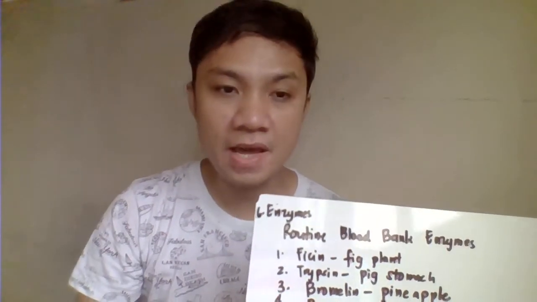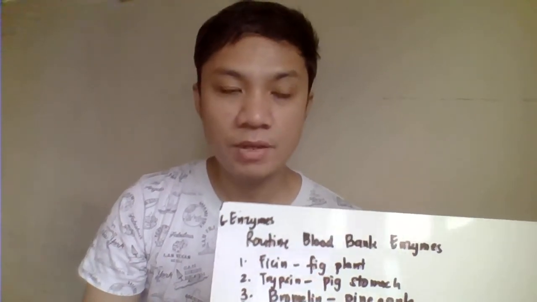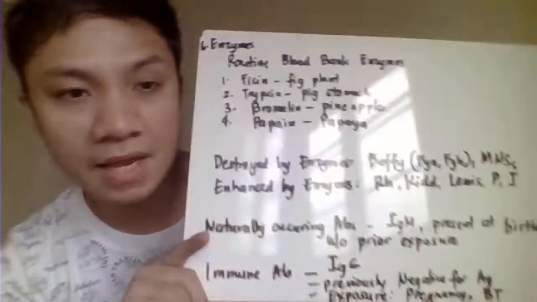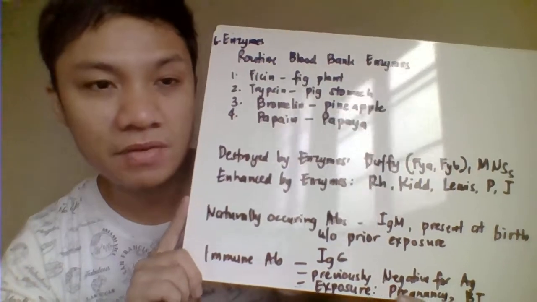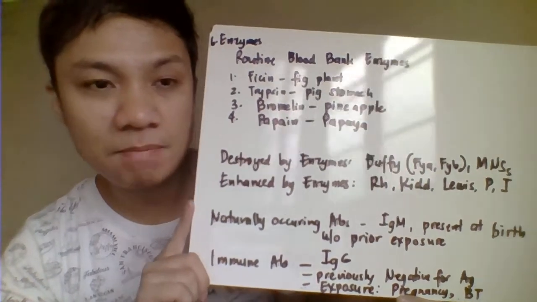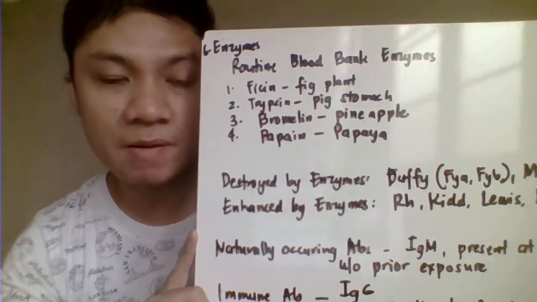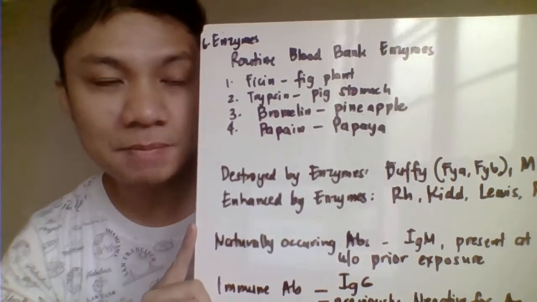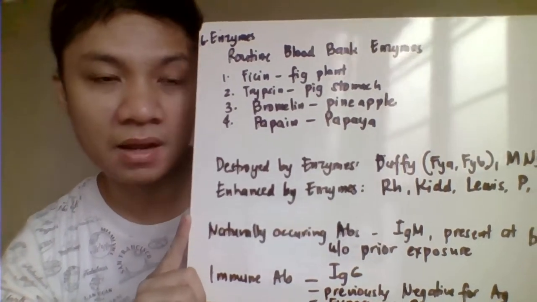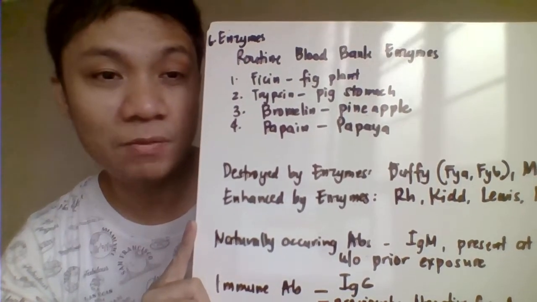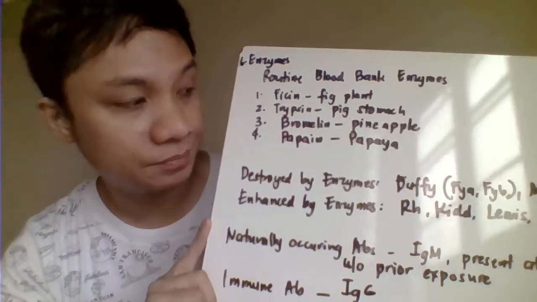Okay, then we have another factor that tries to enhance or affects our agglutination reaction. So we have here the enzymes. Okay, the enzymes, we have the routine enzymes used in blood banking. So we have your ficin. The ficin here came from the fig plant. Trypsin came from the pig stomach. Then we have the bromelain from the pineapple. Then we have the papain from your papaya.